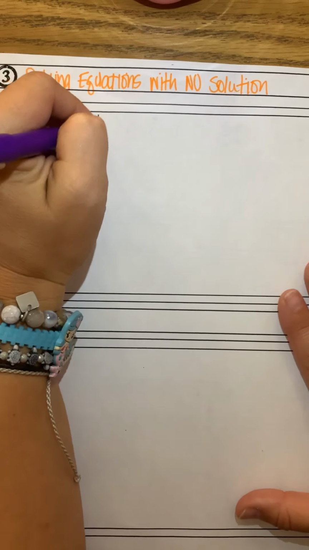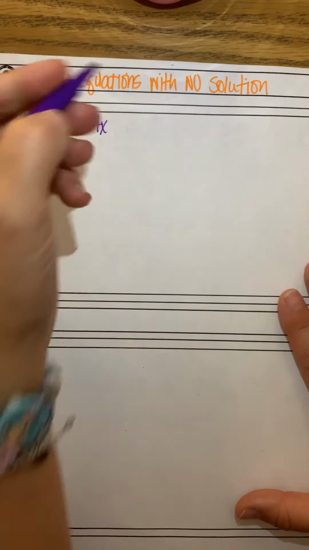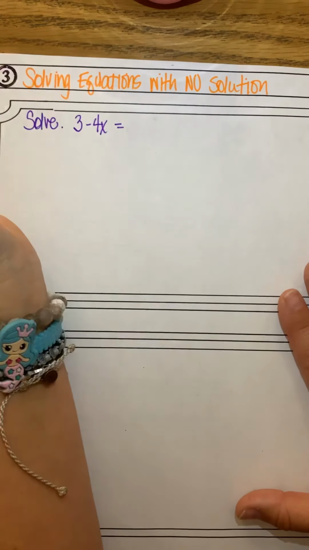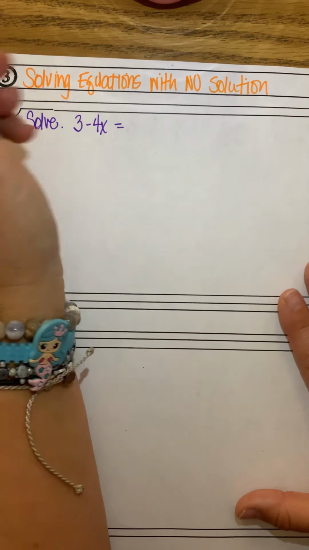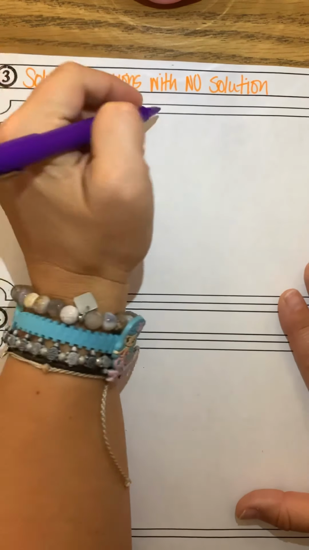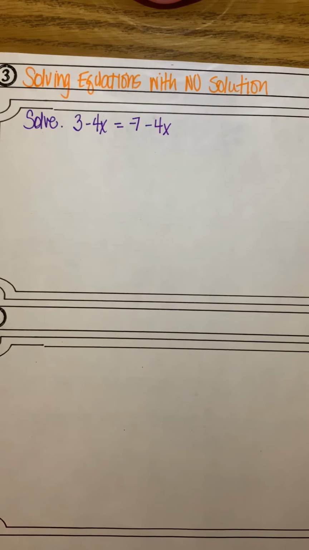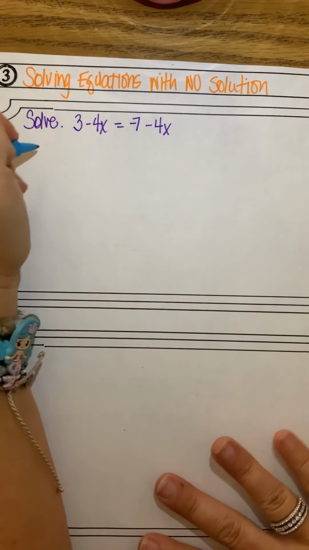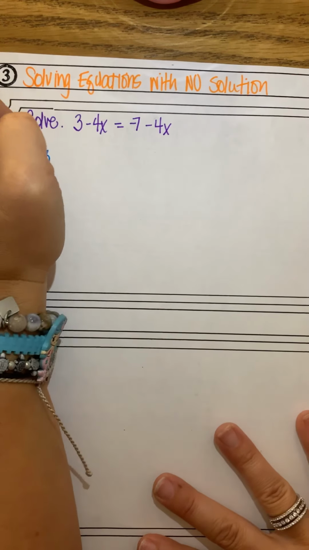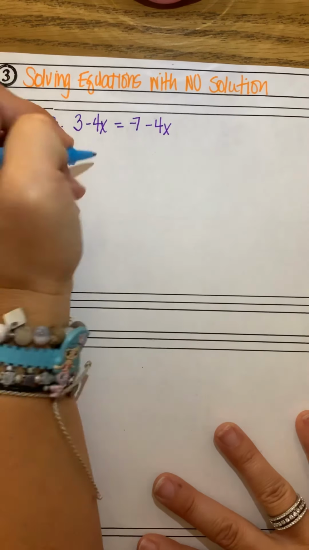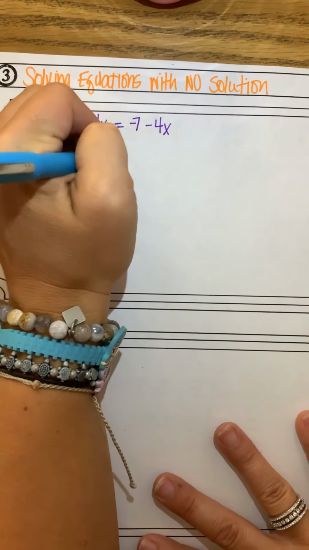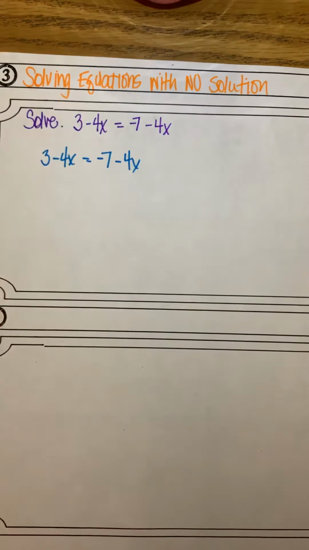All right, so this says to solve 3 minus 4x equals -7 minus 4x. So again, I'm going to rewrite it. 3 minus 4x equals -7 minus 4x.